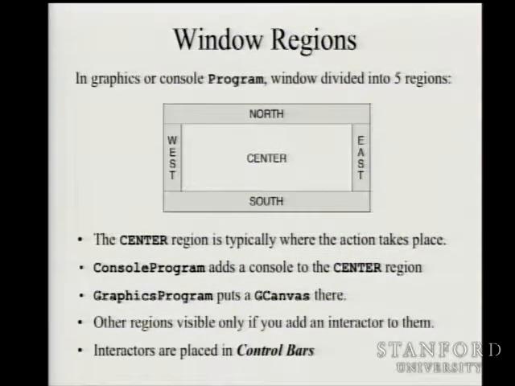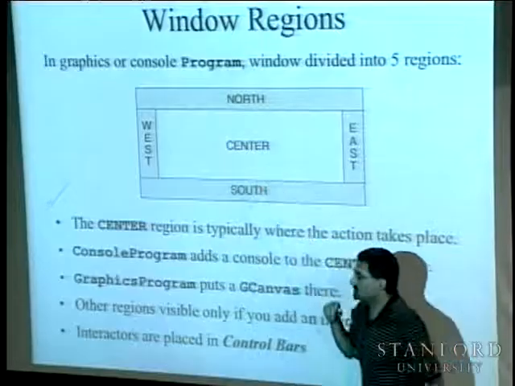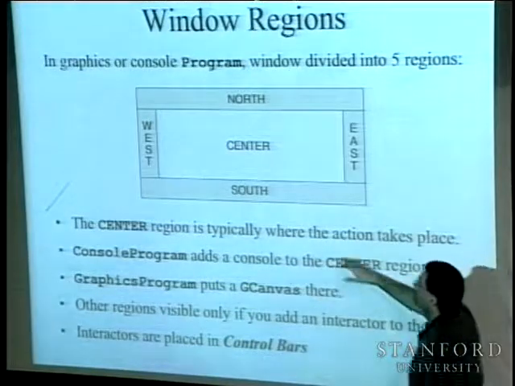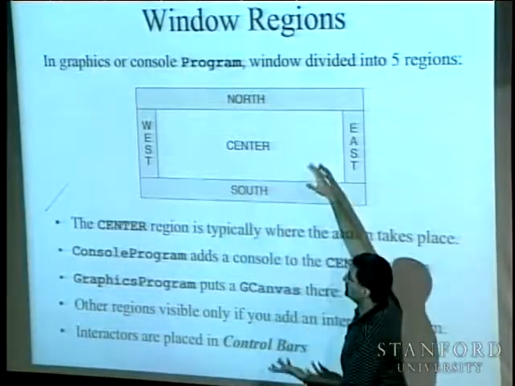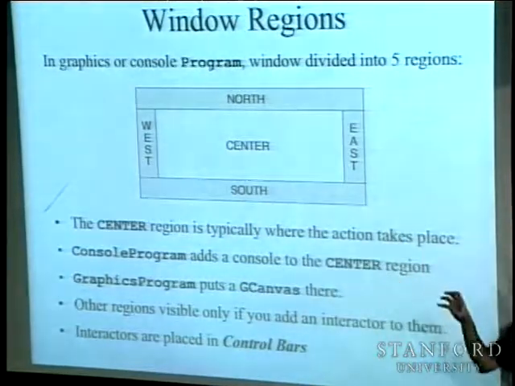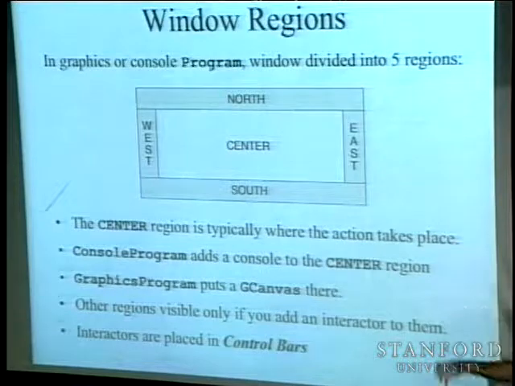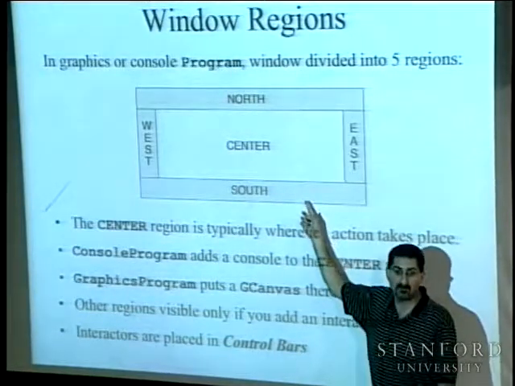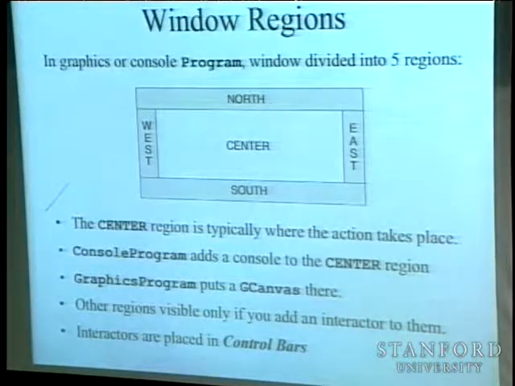Okay? The one thing that is important to keep in mind just in terms of name is when we place interactors in one of these regions, we refer to that region as a control bar. So if we put some buttons, let's say in the southern region, what you'll see when your program runs is you'll actually get this gray bar down at the bottom and your buttons will show up on it. We refer to that gray bar with the buttons on it as just a control bar, or if we want to be specific, the southern control bar. Okay? That's just the name for it.